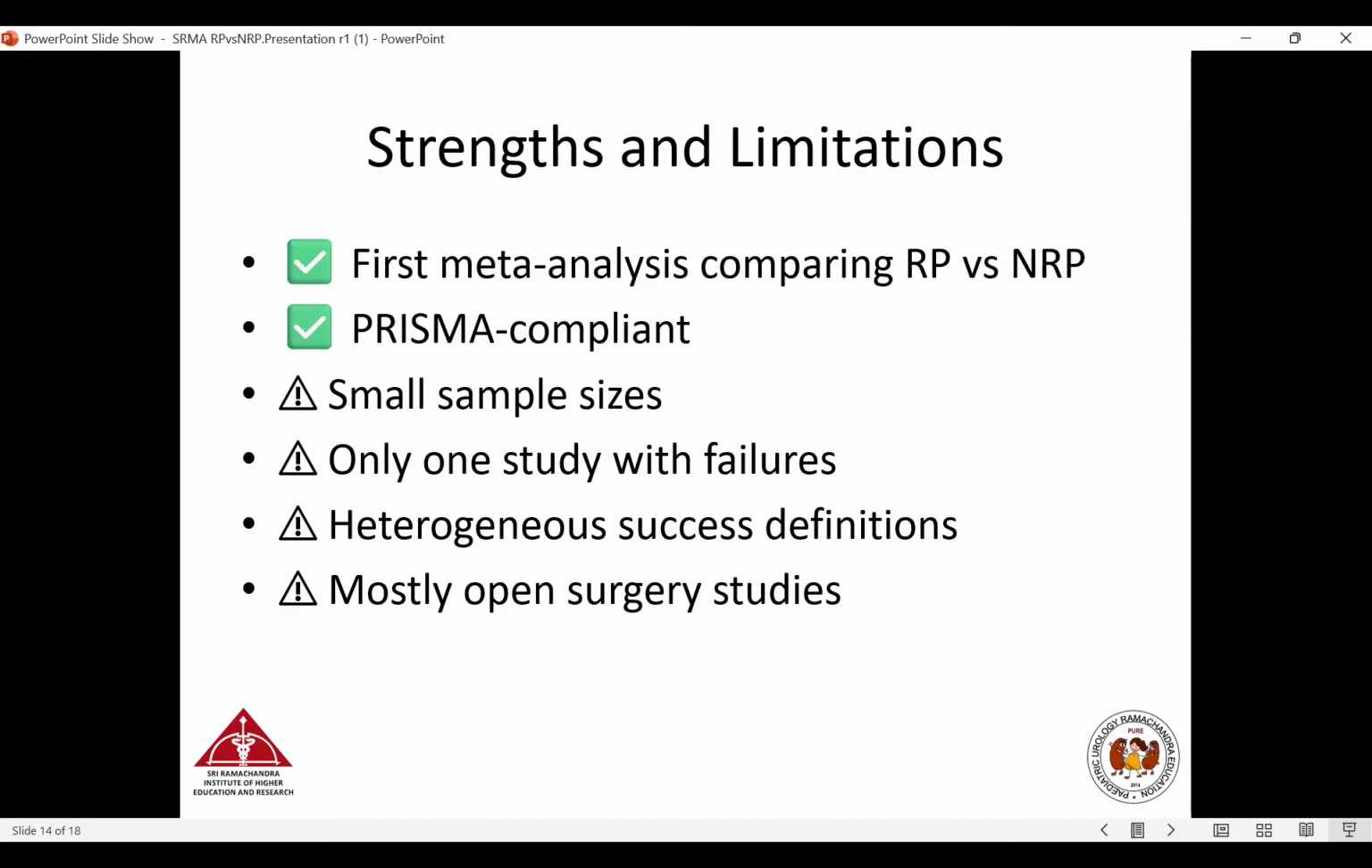The strengths and limitations I've already told you as I went through the study. This is the first meta-analysis comparing RP and NRP. It is PRISMA compliant. The limitations are small sample size, only one study with the failures, and heterogeneous success definitions. This is important. Although some people say that failure means only failure needing a repeat operation, is there a better definition for failure? Because when you don't define the failure, then how can you claim what is a failure?